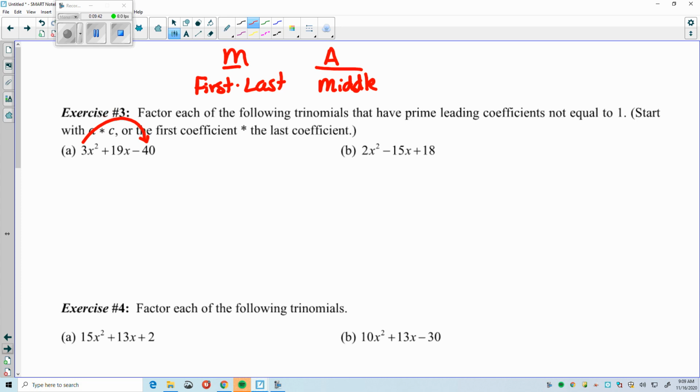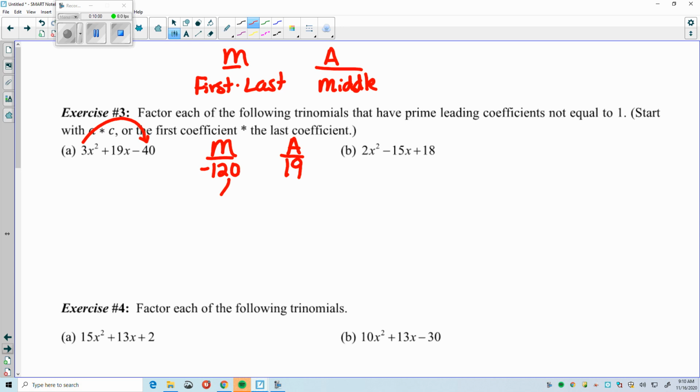Okay, so if I multiply the first times the last, that's telling me it has to be something that's going to multiply to be 120, and it has to add to be something that's 19. Okay, so factors that are going to multiply to be 120. And if you don't know these, that's okay.